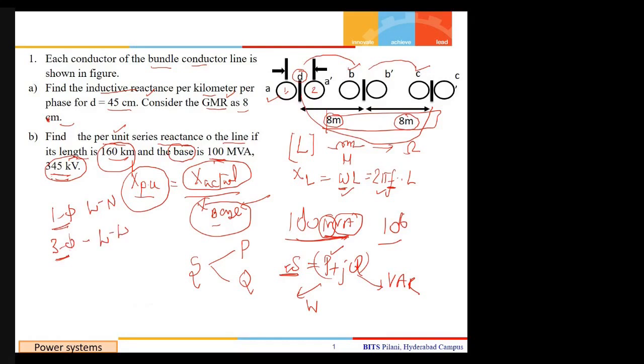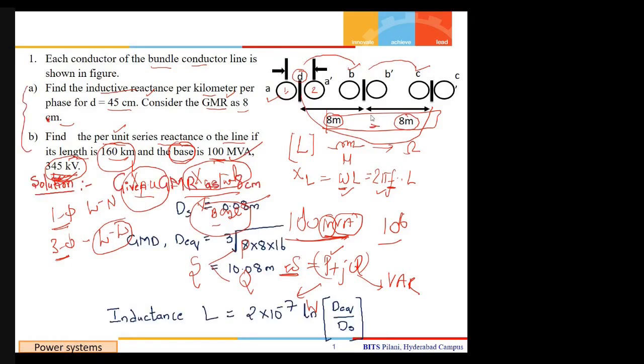The 345 kV is not mentioned as to whether it is a line voltage or a phase voltage. You have to understand that 345 kV is basically the line-to-line voltage of the system, and the base value has to be taken on 100 MVA, 345 kV base. So we will solve these two parts of the question for the geometrical consideration given in the problem.